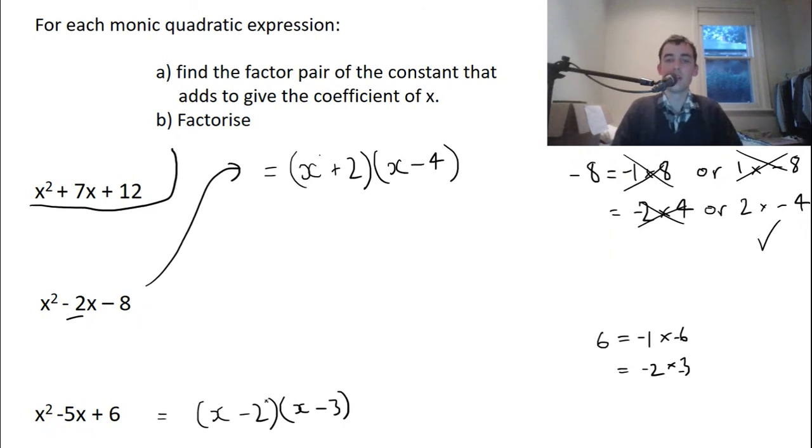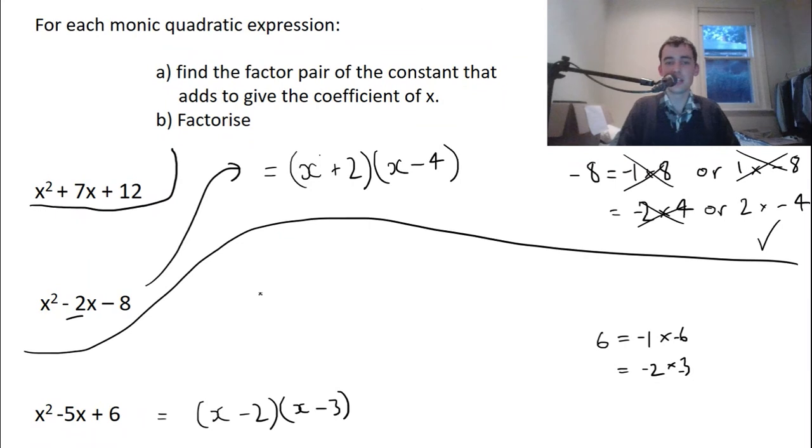Okay, that's how to factorize a monic quadratic. Now we might as well just check this one. If we're checking this particular expression to see if it works, we have to expand it. So let's expand it. x squared, outer minus 3x, inner minus 2x, last: negative 2 times negative 3 is positive 6. That's equal to x squared minus 5x plus 6.